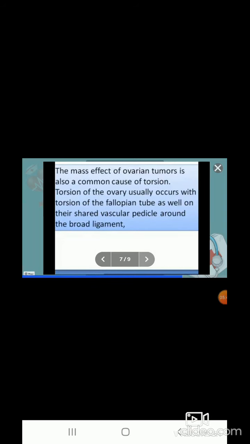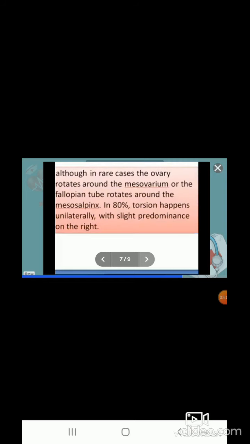Torsion of the ovary usually occurs with torsion of the fallopian tube as well, on their shared vascular pedicle around the broad ligament, although in rare cases the ovary rotates around the mesovarium or the fallopian tube rotates around the mesosalpinx. In 80%, torsion happens unilaterally, with slight predominance on the right.